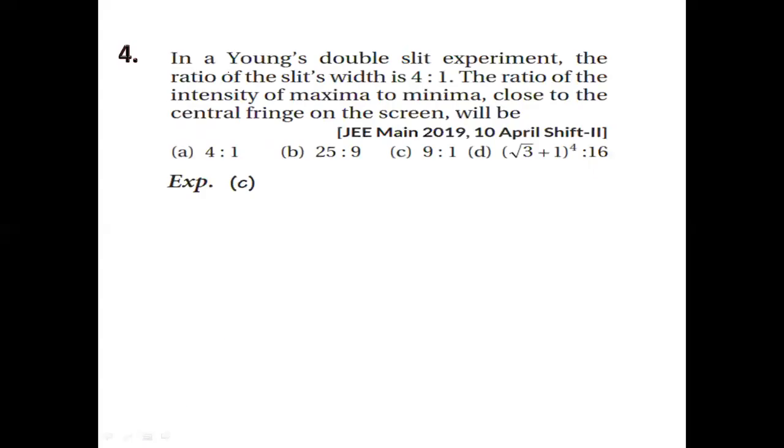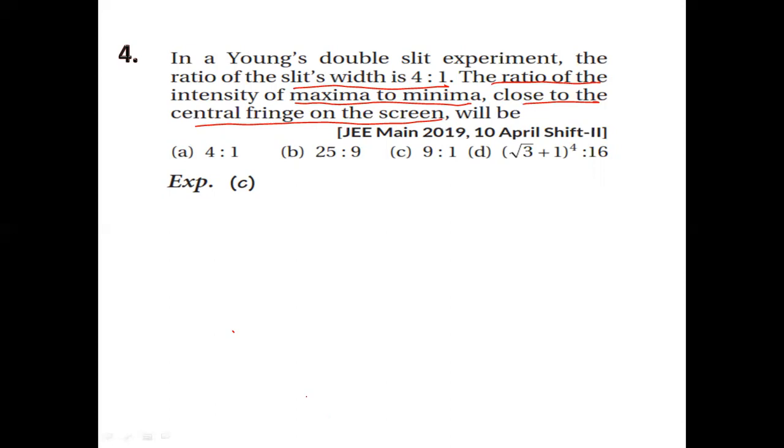Next question. In a Young's double slit experiment, the ratio of slit widths is 4:1. The ratio of the maxima to the minima close to the central fringe on the screen will be. They are asking for the ratio of maximum intensity to the minimum intensity, and they give the ratio of slit width. Ratio of slit width means the width of the slit only.